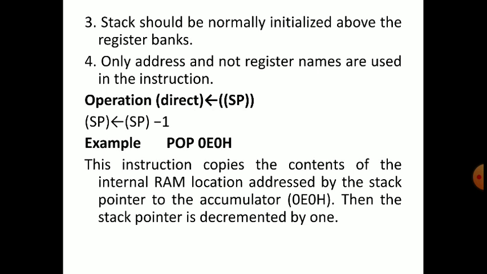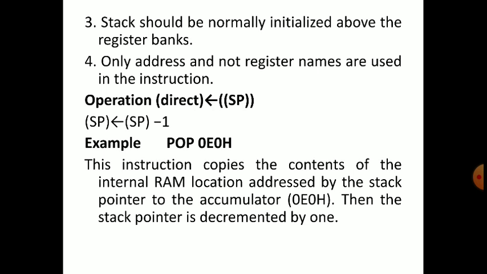So pop 0e0h, that is an address. This instruction copies the contents of the internal RAM memory location addressed by the stack pointer to the accumulator. Then the stack pointer is decremented by 1. That is 0e0 is for accumulator and 0f0 is for B register. So that's why we didn't write pop A. Pop A means it is a register type of addressing, so it is not supported by this pop instruction. So we need to write pop direct.